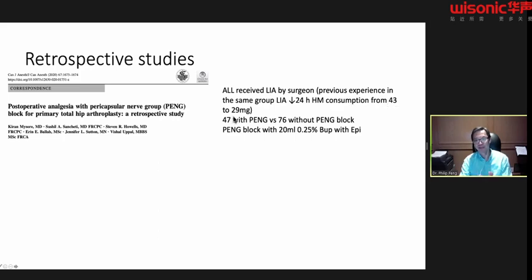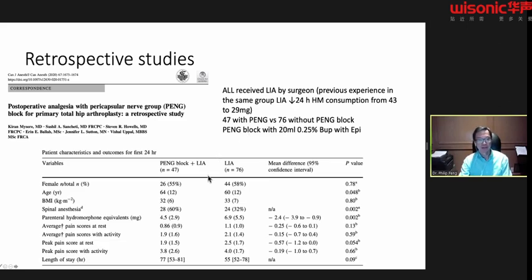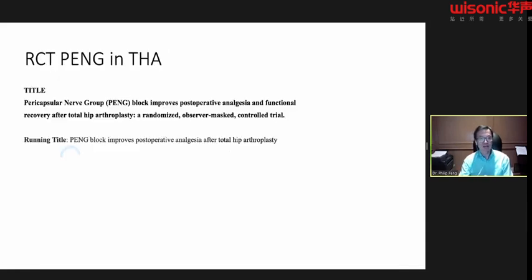But then they did not stop there. For those patients who all had LIA, they added a Peng block and looked at the chart review, and they could still further decrease the hydromorphone consumption. Again, it's not huge, but it gives you a favor that the Peng block is not just the local anesthetic infiltration. Is there any randomized controlled trial?